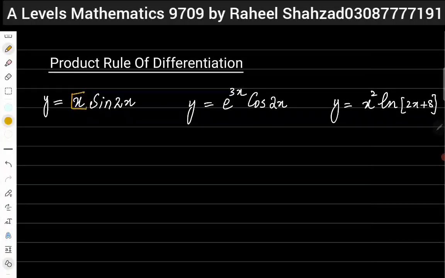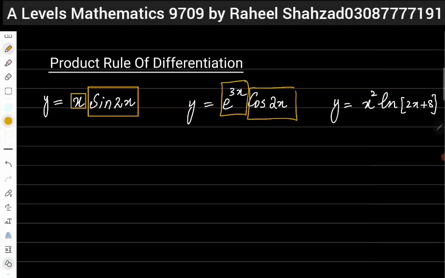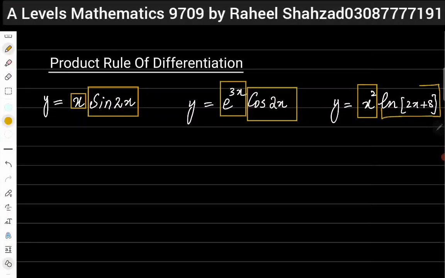Here x is represented by the family of polynomial functions, and sine is representing the family of trigonometric functions. Similarly, we may have one exponential function and one trigonometric function, or one polynomial and one logarithmic function, and they are coming in a product. How are we going to differentiate such functions? For that we need the product rule of differentiation.